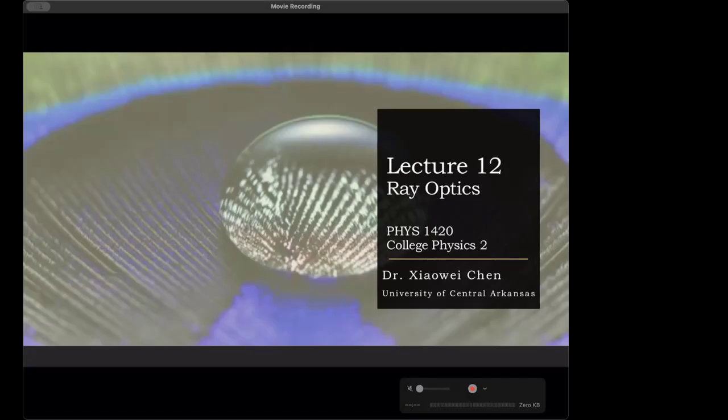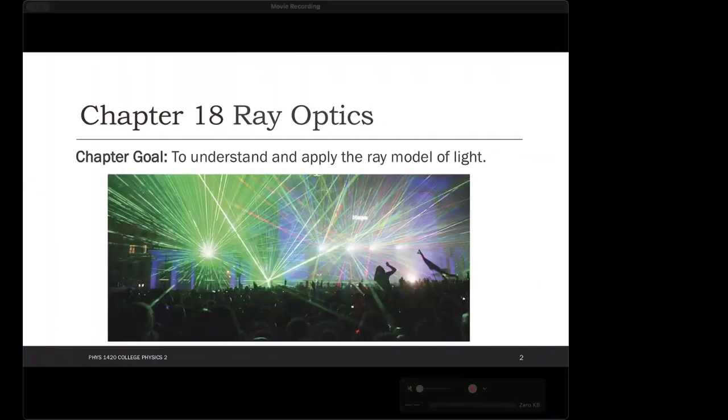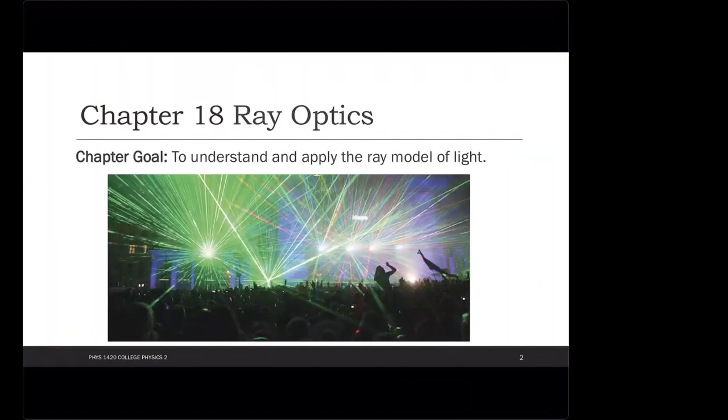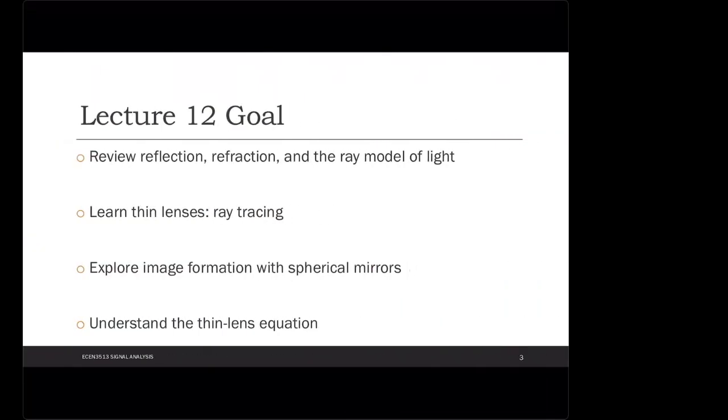Okay. Yesterday we talked about the goal for chapter 18 is to understand and apply the ray model of light. In chapter 17 we mainly focused on the wave model of light, and in chapter 18 we mainly focus on the ray model of light. This is today's goal.